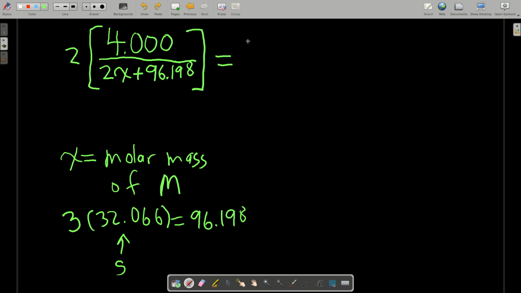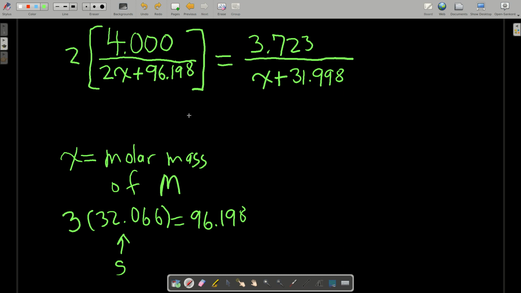Well, moles of MO2 is just the mass, 3.723 grams, divided by the molar mass of M, which we're calling X, plus 2 times the molar mass of oxygen, 2 times 15.999, which is 31.998 grams per mole. Now we have an expression with one unknown. We can solve it. X will be the molar mass of our unknown, or the average atomic mass, same thing. So let's do it on this page right here.